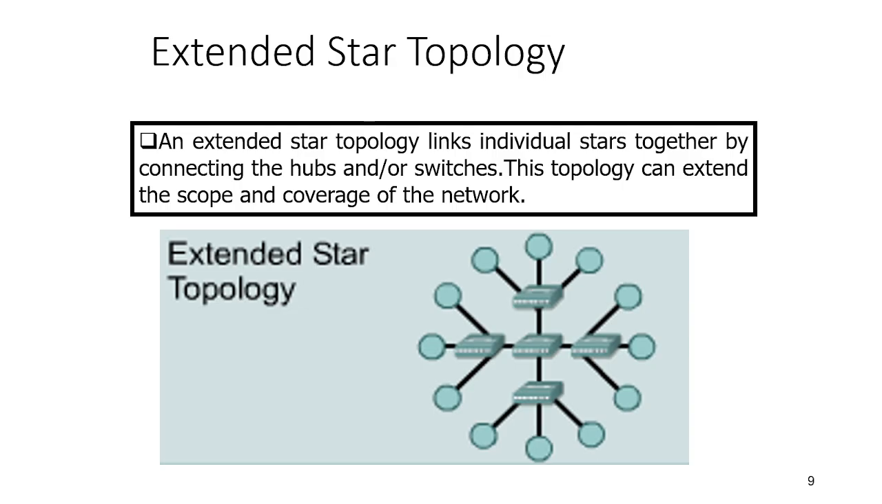Advantages of tree topology: suitable for large networks, easy expansion of the network, supports hierarchical organization. Disadvantages: if the backbone cable fails, a large part of the network can stop working. Complex wiring compared to simple topologies. Tree topology is commonly used in large corporate networks and campus networks.